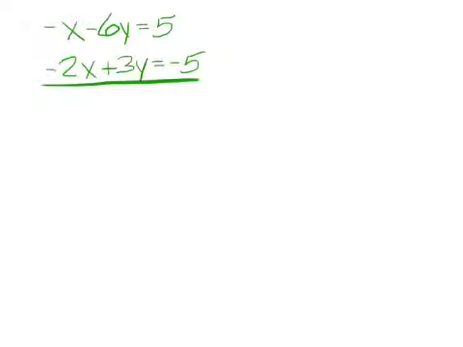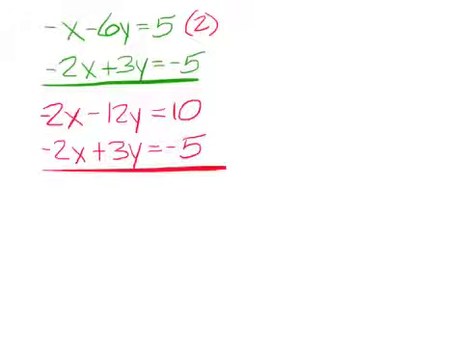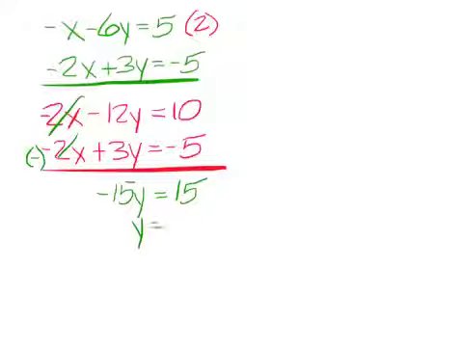Alright, for this one, you're just going to have to multiply the top by 2, so it should be negative 2x minus 12y equals 10, and then negative 2x plus 3y equals negative 5 on the bottom stays the same. Since the signs are the same, you're going to subtract, and then you end up with negative 15y equals 15. 10 minus a negative 5.